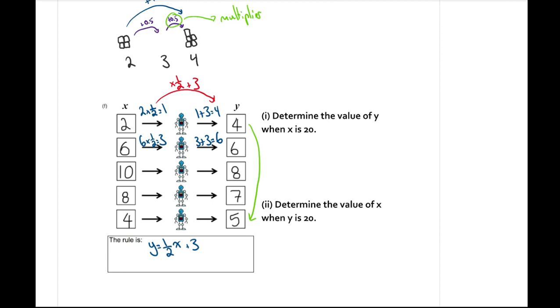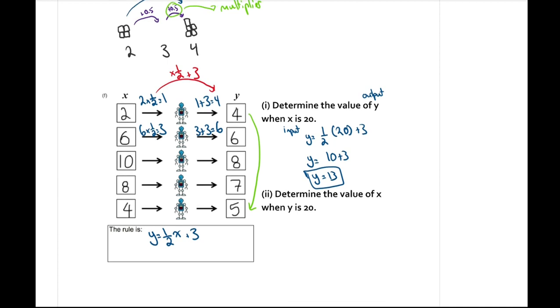Now that we know what that rule is, we can go through and answer these other questions for these other numbers. What is the value of y, or what is the output when the input is 20? So we can use our rule as is, so 1/2 times our input, or x, which is 20, plus 3. We get 10 plus 3, which is 13. So our output is going to be 13.